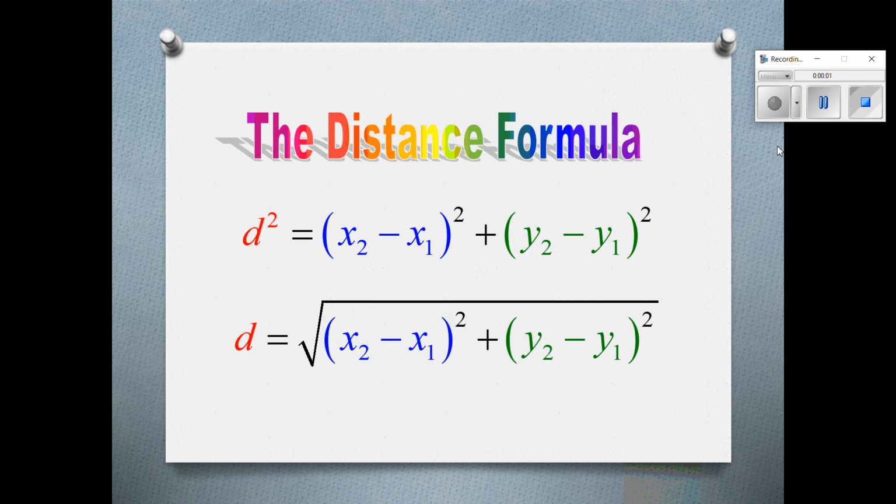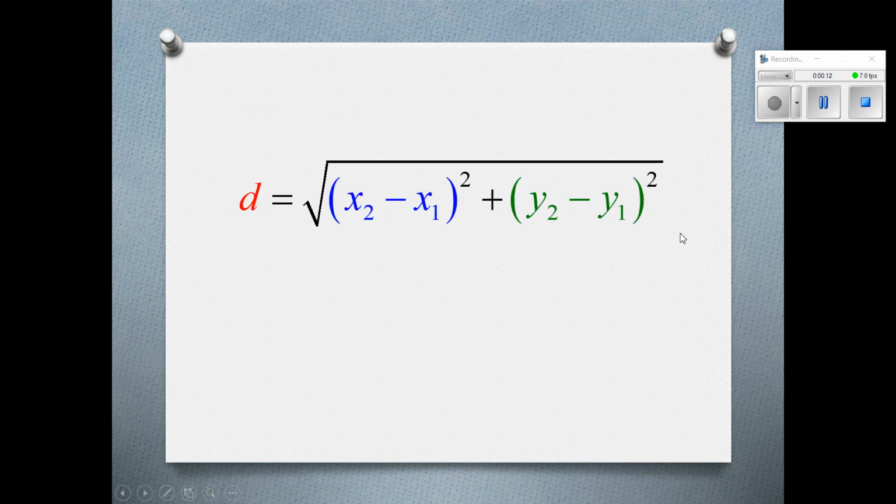Today we're going to be learning to use the distance formula to find the distance between two ordered pairs on a graph. So here's what the formula looks like. The D stands for distance, and it's the square root of (x2 minus x1) squared plus (y2 minus y1) squared. So let's see what that means.